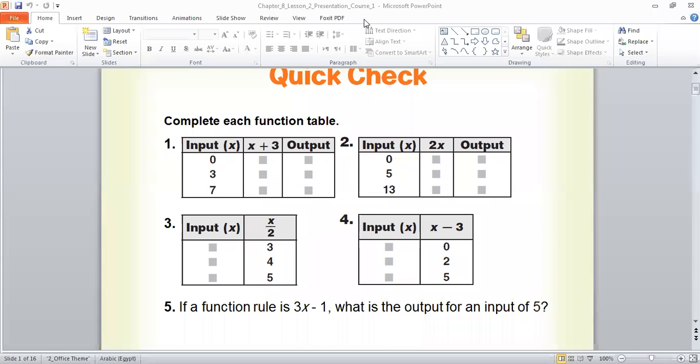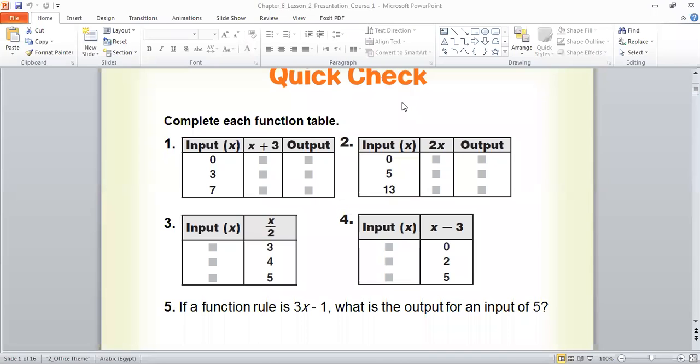So I have Khalid Khalifa. If I have x equal to 0, how do I get the output, Khalid? You substitute x with 0 and it's 0 plus 3 equals 3. So if I need the output here, I will make 0 plus 3. 0 plus 3 will be equal to 3.